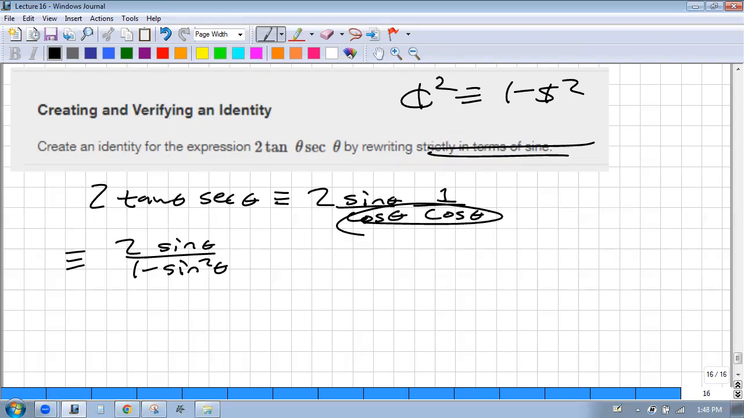But I could have done all kinds of stuff. I could have said, this is the same thing. I could have added 1 and subtracted 1, and then I could have replaced the 1 with cosine squared plus sine squared. I could have made it as complicated as I wanted and said, okay, this is an identity, prove it.